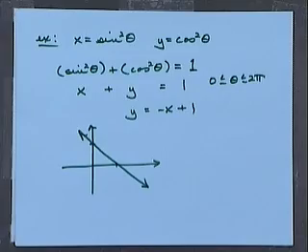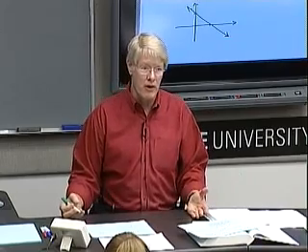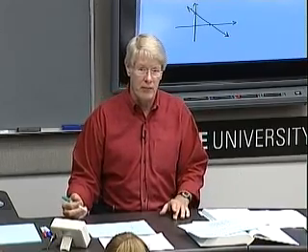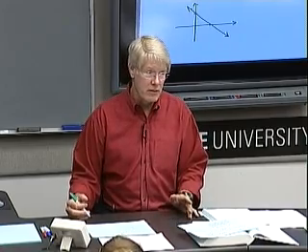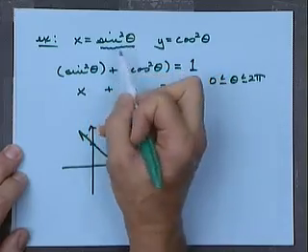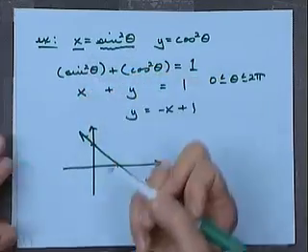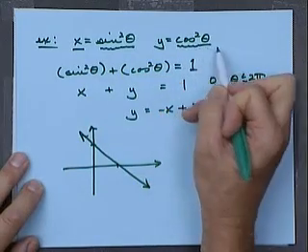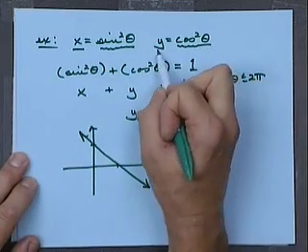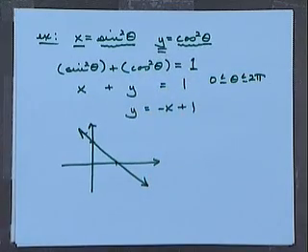Tell me about x. If it's something squared, what's x all the time? Positive, or at the very least, 0, right? So we're going to take the sine of something and square it, and that's going to be our x value, 0 or positive. We're going to take the cosine of something and square it. So the y value is also 0 or positive.